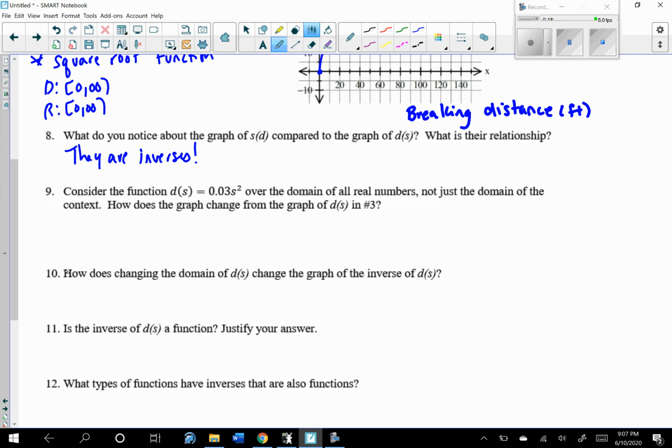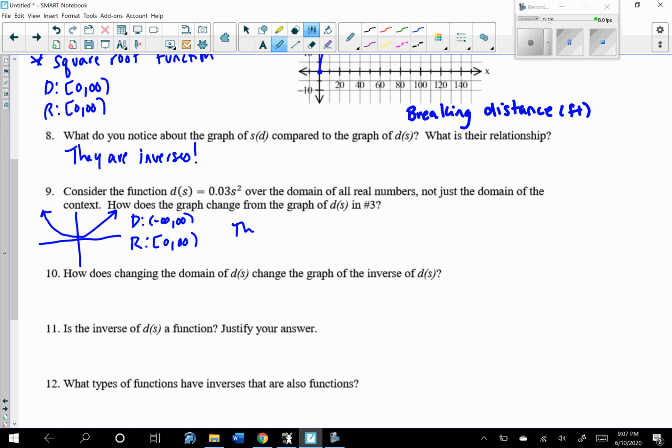Now it says consider the function d of s equals this function over the domain of all real numbers, not just the domain of the context. How does the graph change in number 3? The graph that we did in number 3 was only part of the parabola, and we just showed on the graphing calculator that if we use the domain of all real numbers instead, it would look like this right here. Instead of just 0 to infinity, the range is still 0 to infinity.